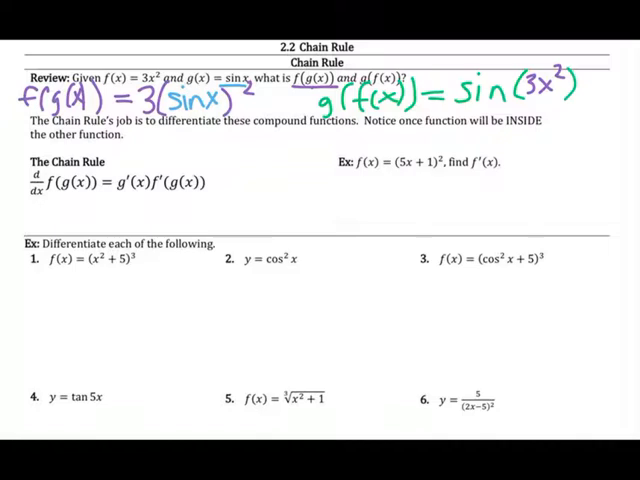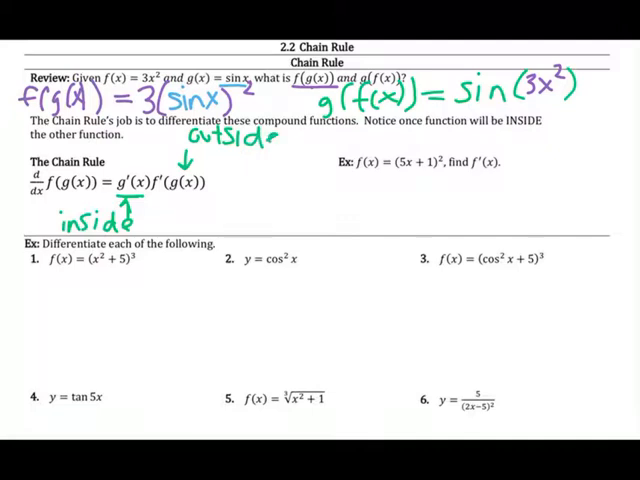And this is where the idea of the chain rule comes in. The chain rule's job is to differentiate compound functions, a function within a function. Notice that one function will be inside another function. When you're taking the derivative of a composition of functions, you're going to use the chain rule. We're going to prove this in class, but right now we're just going to practice how to use it. So what you're going to do is take the derivative of the inside function, and you're going to multiply that by the derivative of the outside function, evaluated at the inside function.